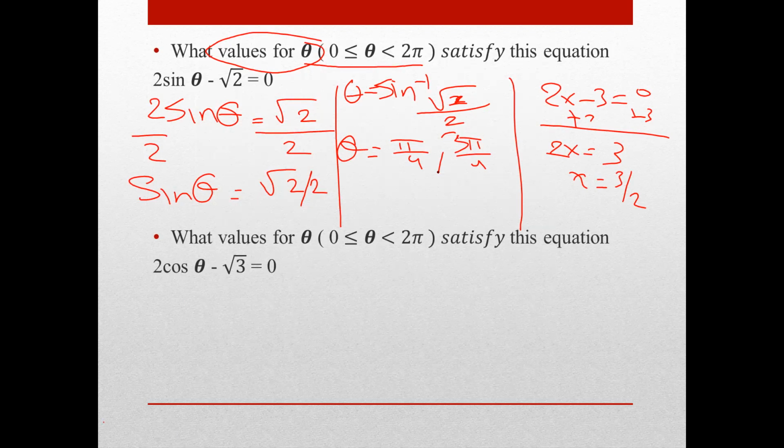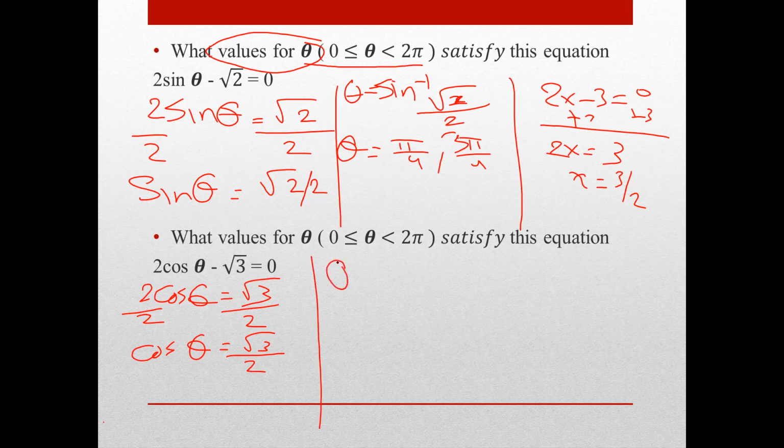2 cosine theta minus square root of 3 equals 0. It means 2 cosine theta is square root of 3. Divide by 2, divide by 2. So cosine theta is square root of 3 over 2. Then theta is cosine inverse of square root of 3 over 2. Which angle or angles has its cosine equal to square root of 3 over 2?